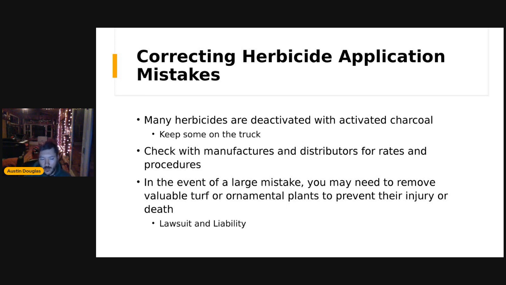In the event of a large mistake, you may need to remove valuable turf or ornamental plants to prevent their injury or death. And that could result in a lawsuit and your liability, right? It's your license. You become liable if you make those mistakes, and it could result in a lawsuit. If you have an accident with an herbicide and you kill a $30,000 landscape, say you apply the wrong herbicide, say you apply imazapyr to kill some weeds in a garden bed, yeah, you're probably going to have to pay for that. So we definitely want to do whatever we can to prevent injury and be smart and make sense of it all. And don't make those mistakes, okay?